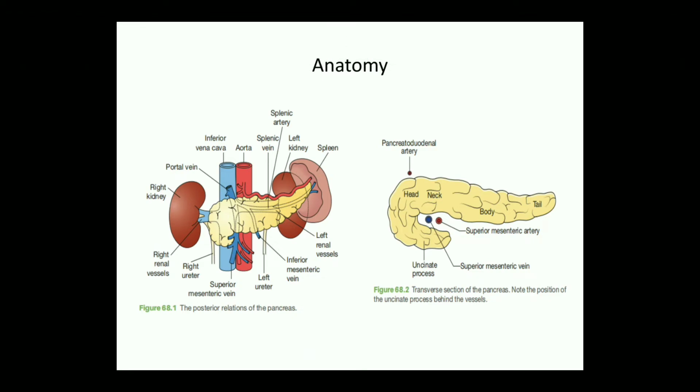First of all, anatomy of pancreas. We know the pancreas consists of head, neck, body and tail. So in the second picture, it is a transverse section of the pancreas. So we can see the position of uncinate process and behind, the vessels, like superior mesenteric vein and superior mesenteric artery. And the first figure, it is a posterior relation of the pancreas.